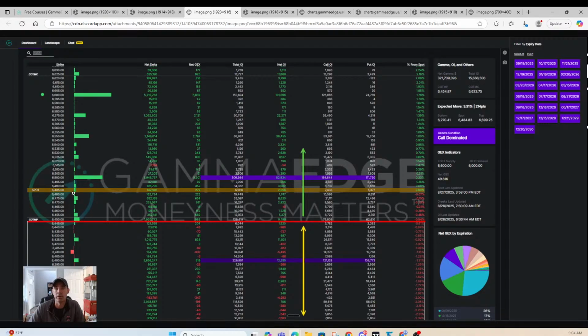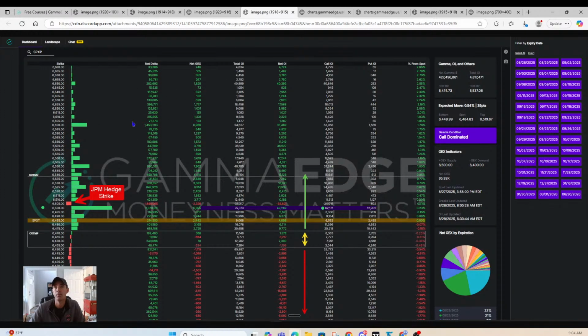So again, staying above transition, we see 6,500, and then we actually see PX up here, that highest peak of local call speculation there at 6,600. So once we get through 6,500, we still see out of the money call speculation all the way up towards 6,600.